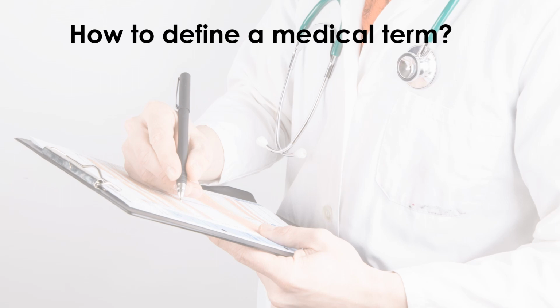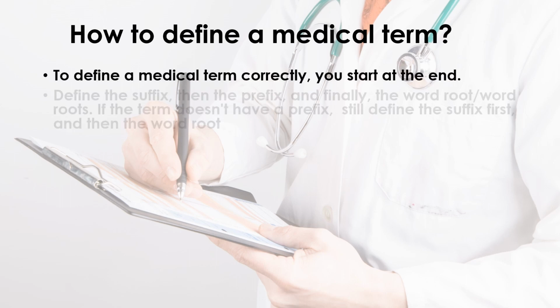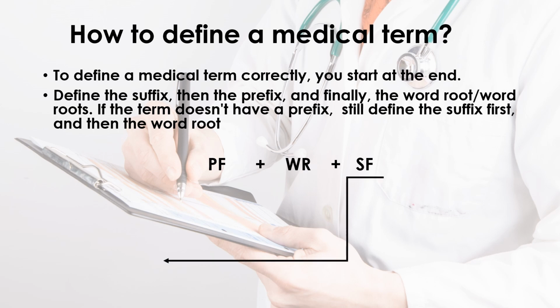Now that we have a good understanding of the different word parts of a medical term, and we have done some word building exercises, how do we actually define a medical term? Well, we always start at the end. We first define the suffix, and then we define the prefix, and then we define what comes after that, which is a word root or a series of word roots.